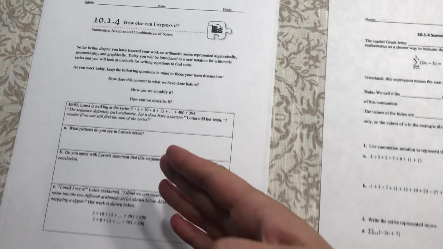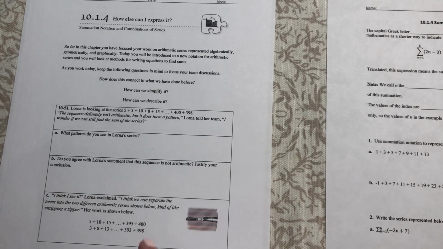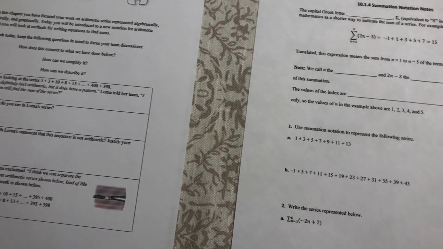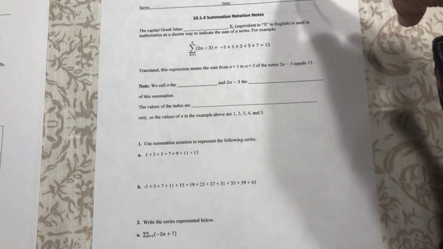What you need for this lesson is either a printout of the 10.1.4 packet that was attached to the day 8 post and the 10.1.4 summation notation notes. If you don't have a printer, that's okay. Just make sure you're working on line paper. So right now you should be taking notes on line paper in your math notebook.